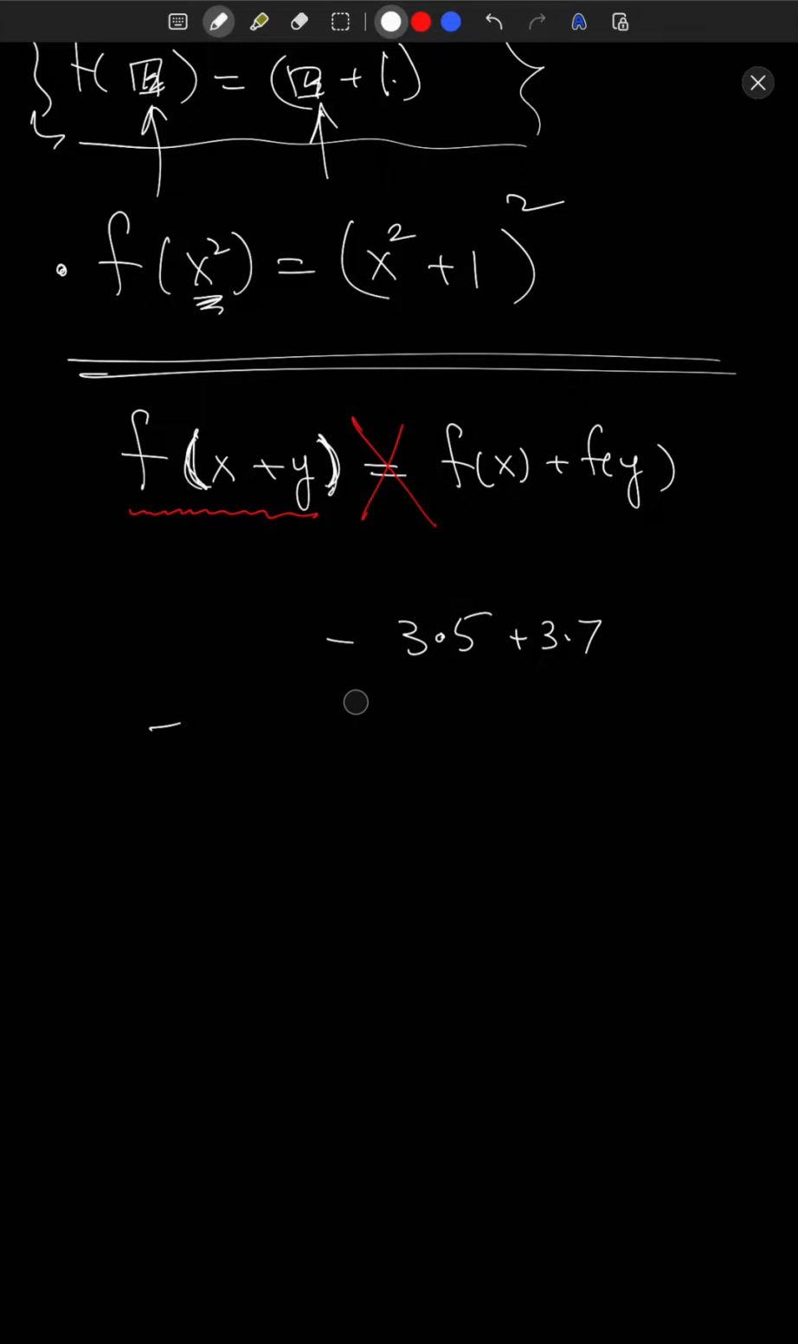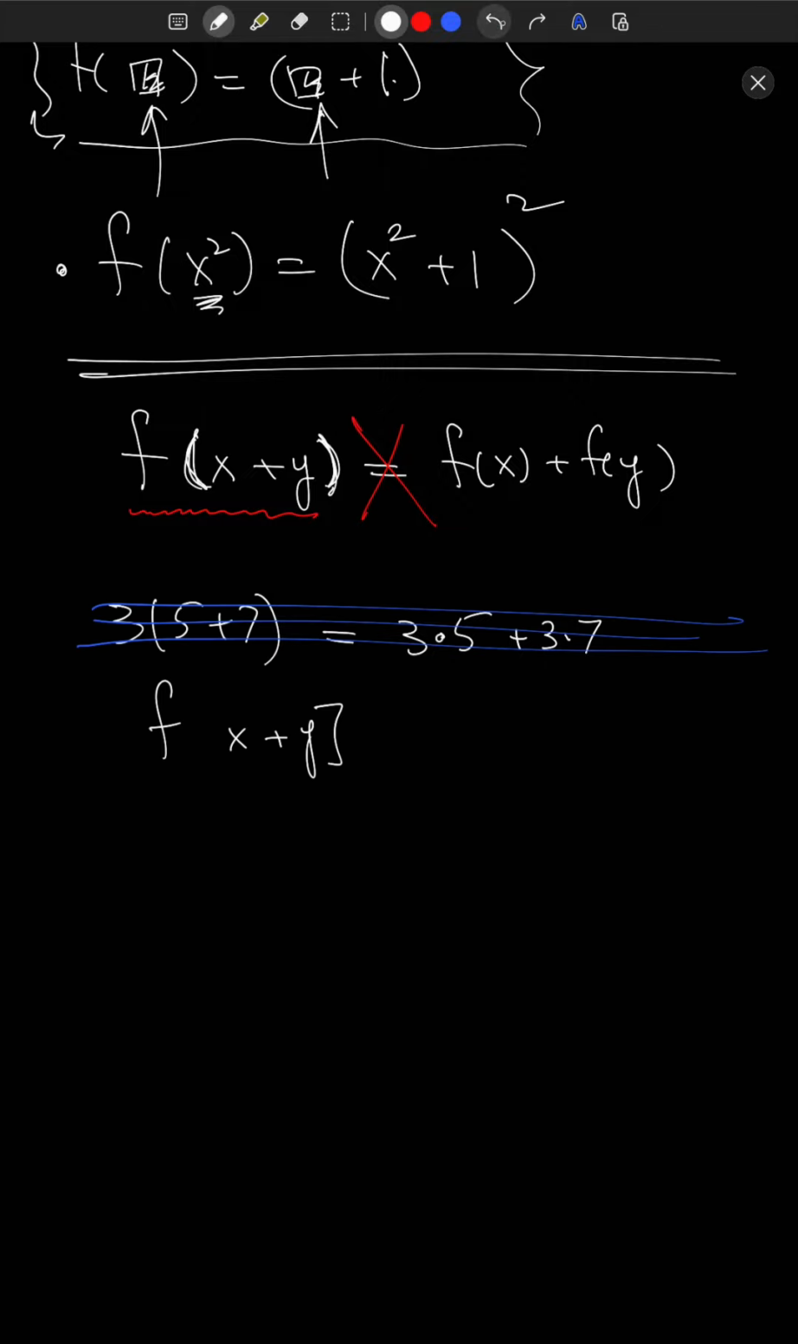So when you're calculating with functions, don't pull things in and out of the parentheses, these two parentheses here, unless you have explicitly a rule that tells you you're allowed to do it.